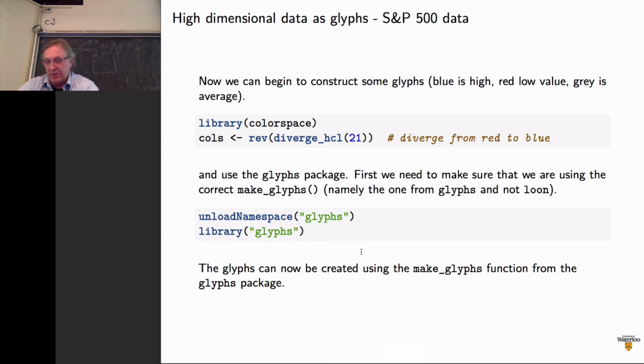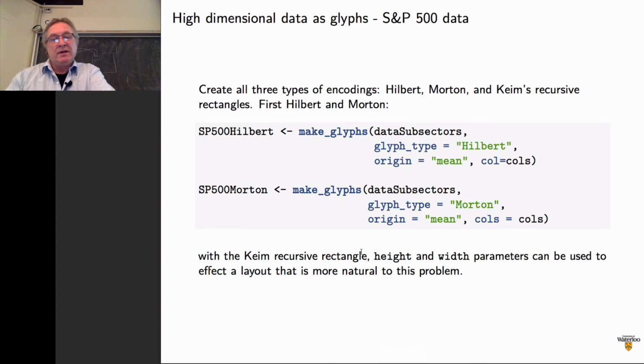So now I'm going to start having glyphs, and I'm going to have to figure out how to map the values to some colors. I'm going to use a divergent scale from red to blue. Blue is above the average, red will be below the average. Okay? We use makeDrawGlyphs. We can make any glyph at all in the glyphs package that's on the website. You can also use makeGlyphs. And I'm going to take those data subsectors. Say I want a Hilbert curve, or I want them to follow a Morton curve. Very easy. Okay? And that'll produce some layout.